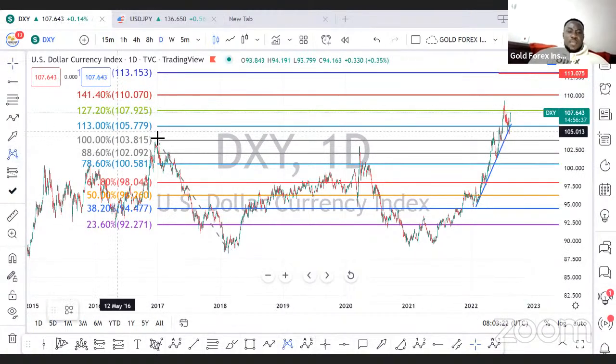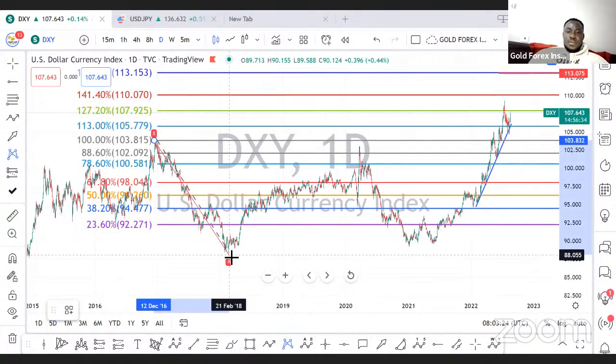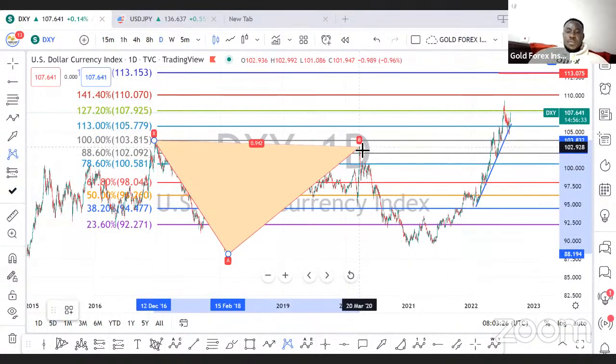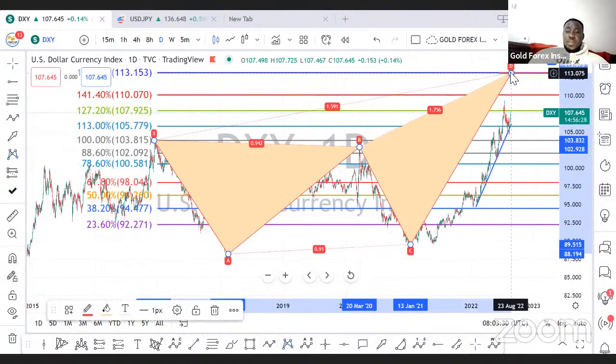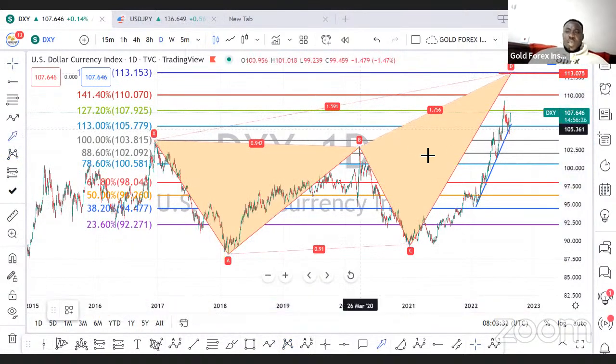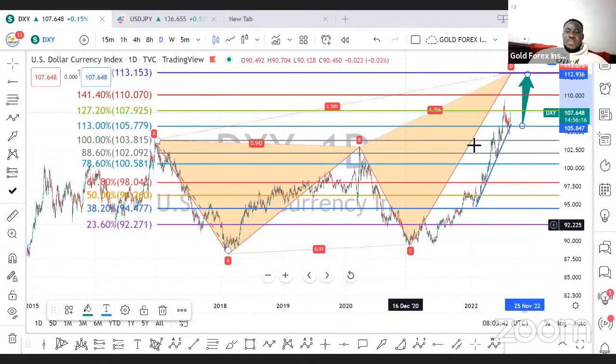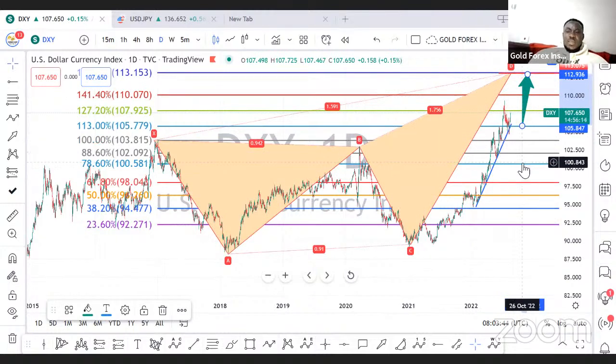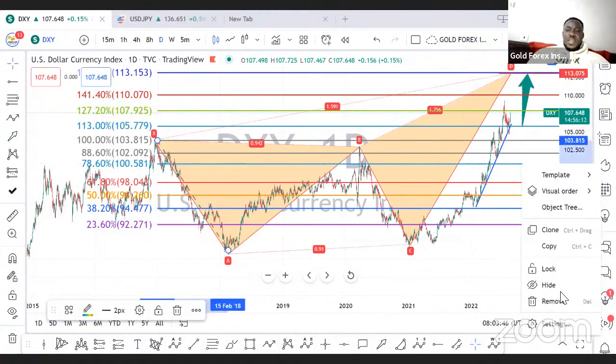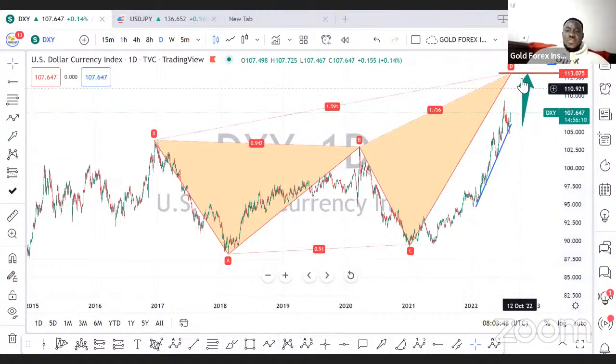So we are going to get a deep crab pattern from this, deep crab all the way to here. Expect the DXY to reach 113.05.75. This is where the DXY is going. There is an AB=CD component in that, and take it from me, the dollar is going to be strong for a while.